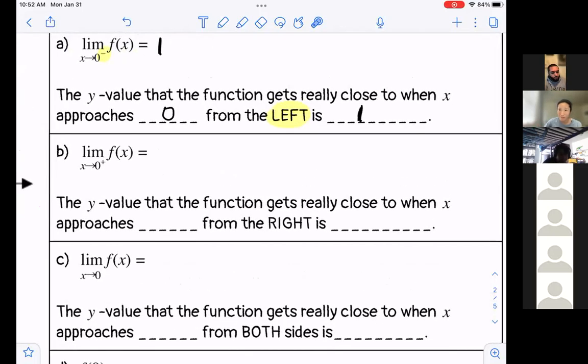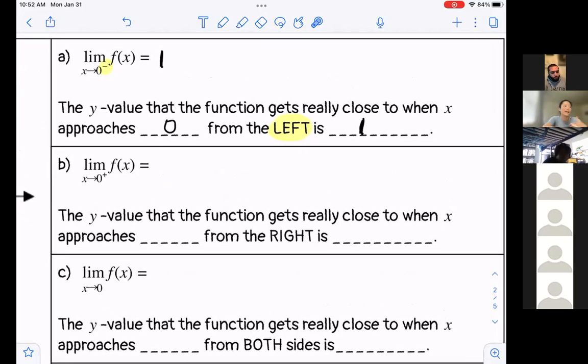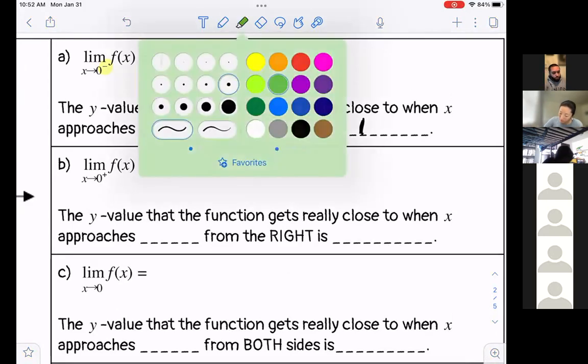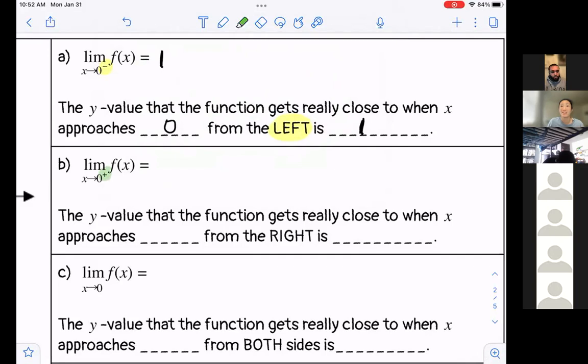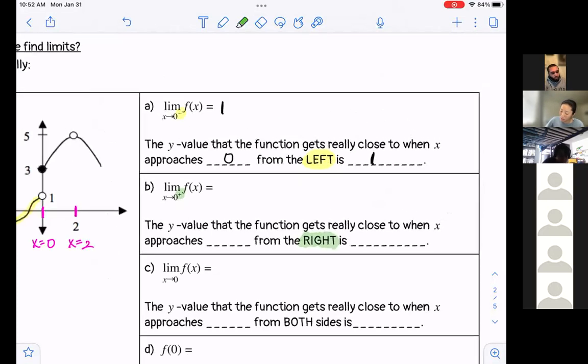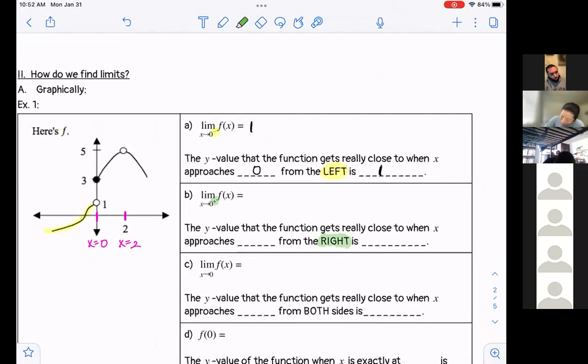Let's take a look at question B. It looks almost exactly the same. What is the small difference here? Bingo. We have a plus sign here. And just like Jordan says, that means we are now going to start from the right. We're going to trace our picture, and if I trace it, I'm going to see that we get something like that. What y value are we getting close to?